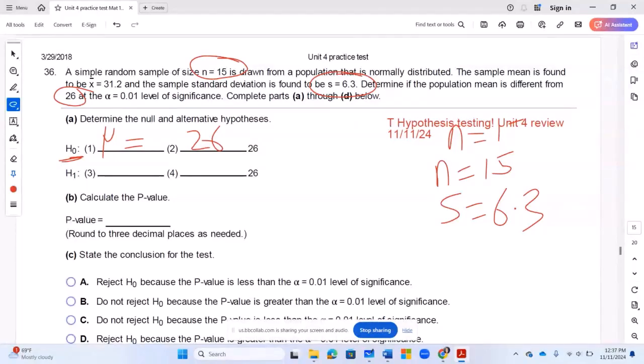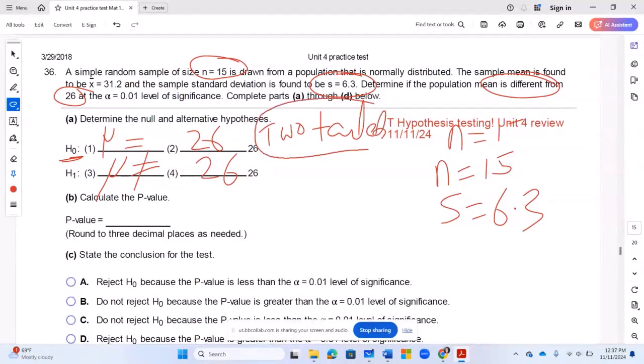And then what are we testing? It says it's different. So it's a two-tailed test. How do I write a two-tailed test? Mu is not equal to 26. So this is a two-tailed t-test, and I know it's a two-tailed t-test because they say it is different.